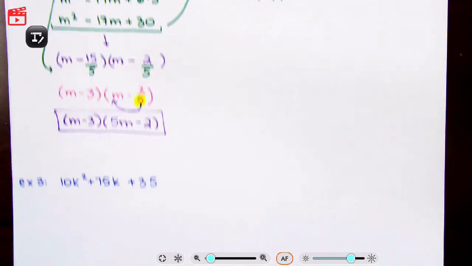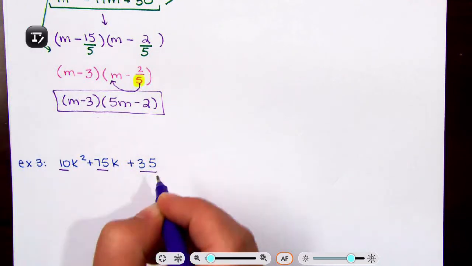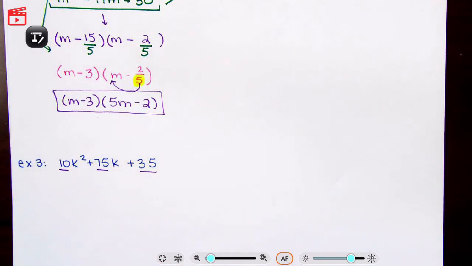Let's do one more example here. I have a 10, a 75, and a 35. My original guess was that we'd have a GCF, a greatest common factor of 10, but it's not 10 because 75 and 35 cannot be simplified by 10, but I know I can pull out a 5. 75 divided by 5 is 15, and 35 divided by 5 is 7. So I can pull out a 5.